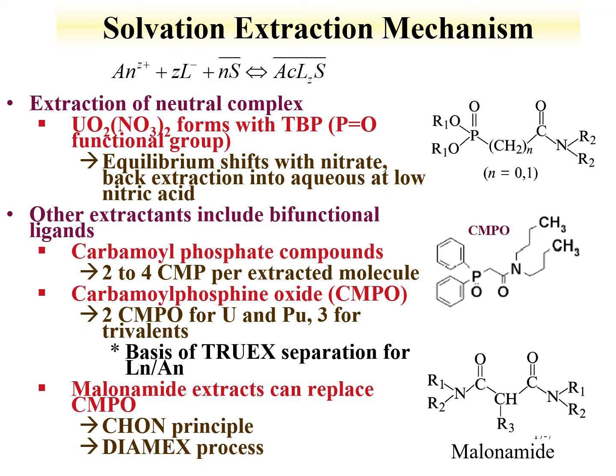And malonamide extraction can replace CMPO for a TRUEX type system. In Europe they call this the DIAMEX. Again, the metal ion can sit here. The main difference is that the malonamide does not have phosphate. This process follows the CHON principle, so that these ligands can be degraded at the end of use. Phosphate or sulfur functional groups in a ligand cannot undergo complete degradation.